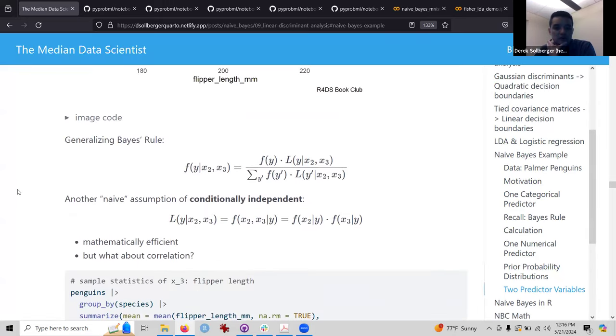Running through the Bayes rule, another aspect that comes up, especially in this whole chapter in general, is the notion that we are making the assumption that the variables are conditionally independent from each other. That is, in this case, the bill lengths and the flipper lengths are independent of each other because we are on top of that trying to classify the species.